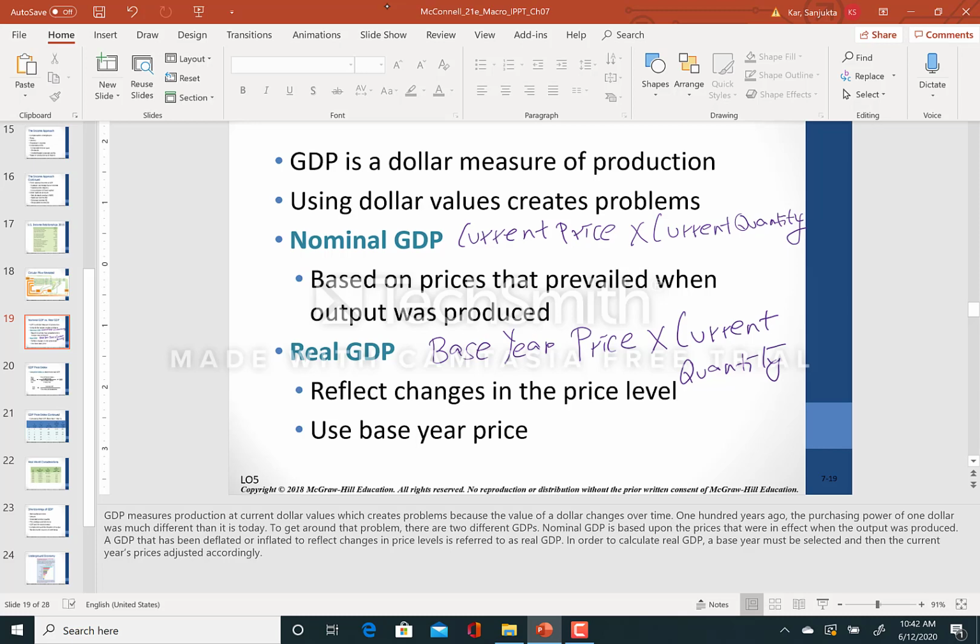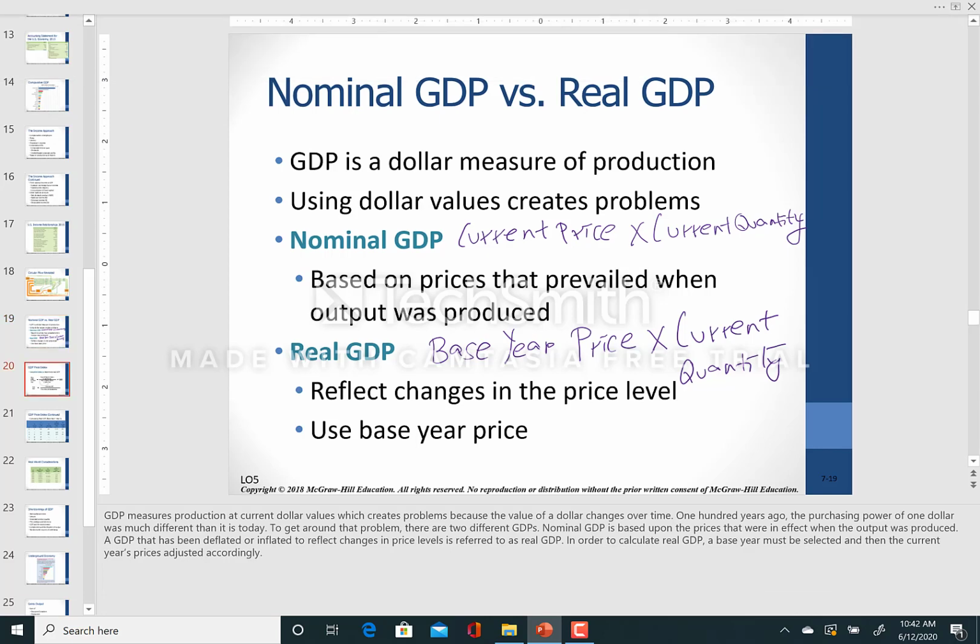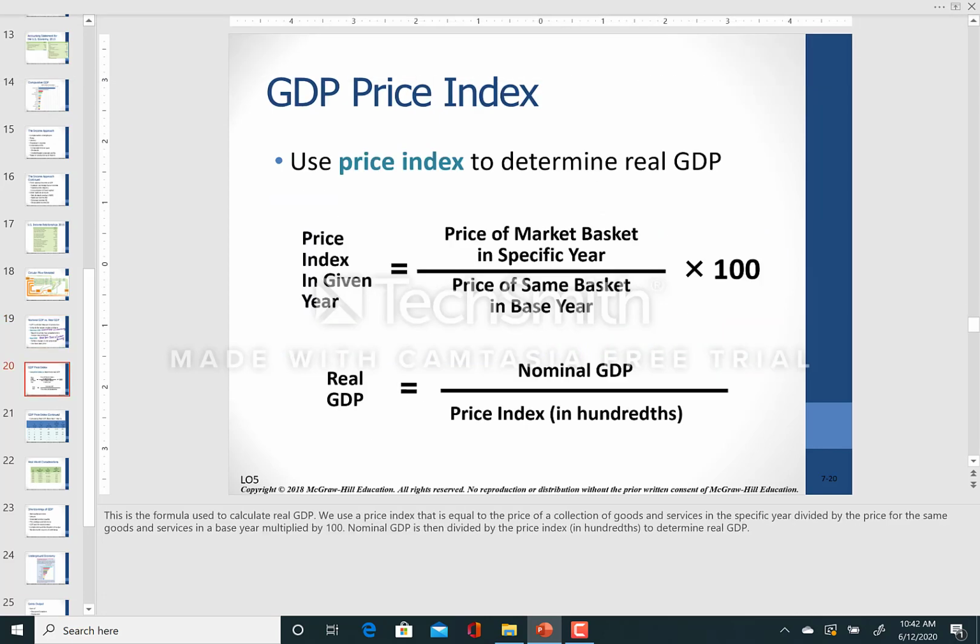What's different between nominal and real gross domestic product is nominal we have current prices, real we have base year prices. The next slide is just a formula here and is telling me price index in a given year is price of the market basket in a specific year over the price of the market basket in the base year times 100. This is formula number 1. Formula number 2, they are telling us real GDP is nominal GDP over price index in hundreds. So in hundreds means divided by 100.